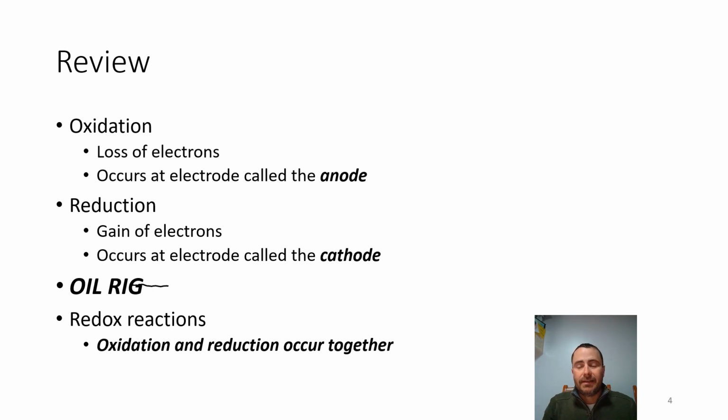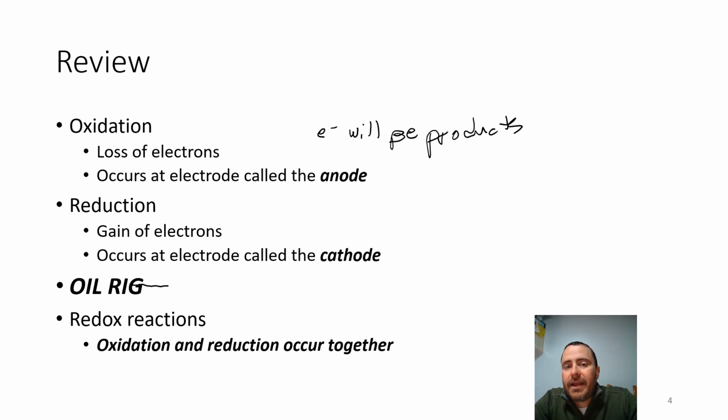When we write half reactions, because oxidation is a loss of electrons, what we're going to find when we look at these reactions written out is that electrons will be products. So when we see our half reactions in a little while, if you see an electron as a product, you can think oxidation.